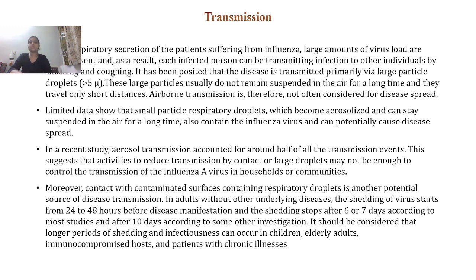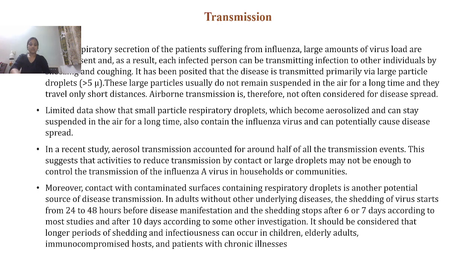In adults without other underlying disease, the shedding of virus starts 24 to 48 hours before the disease occurs, and the shedding stops after 6 or 7 days according to most studies, and after 10 days according to most investigations. It should be considered that longer periods of shedding and infectiousness can occur in children, elderly adults, immunocompromised hosts, and patients with chronic illnesses.